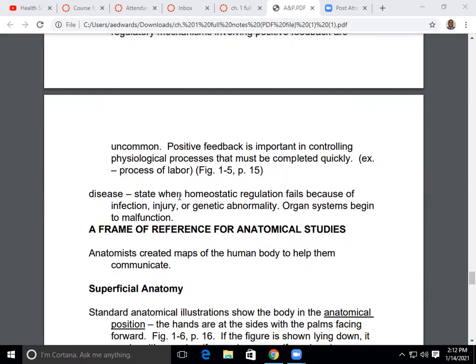So this is A&P. So y'all want to go into healthcare, most of you. Either you want to be a healthcare professional, or maybe you want to be a coach, PE teacher, physical education teacher. You kind of need to understand the body, right? And so disease is a part of medicine, healthcare. And it's just a state when homeostatic regulation is failing because of infection. Okay, some injury, some genetic abnormality, right? And then your organ systems start malfunctioning, okay? Because of some sort of regulation fails, some stimulus happened, okay? And your body's not able to recover.